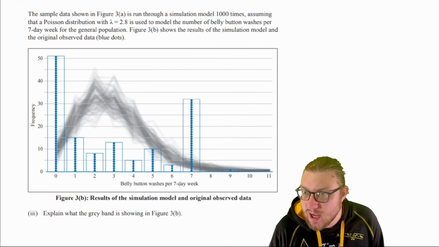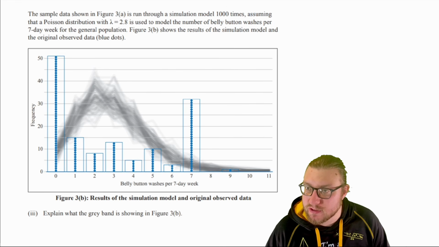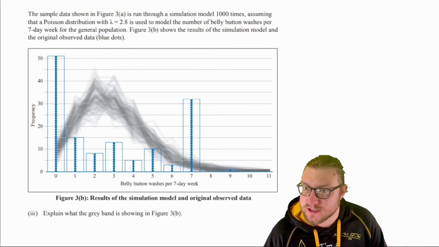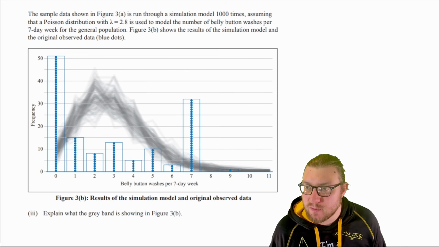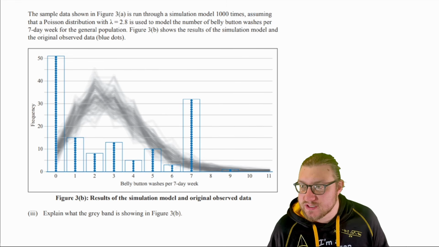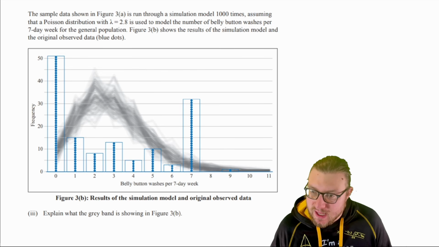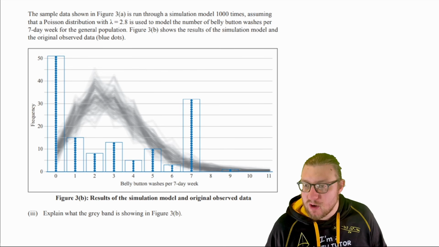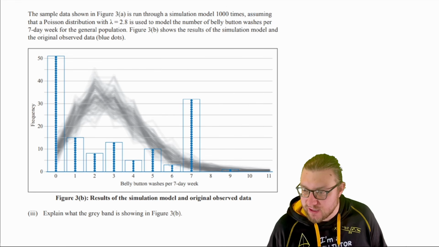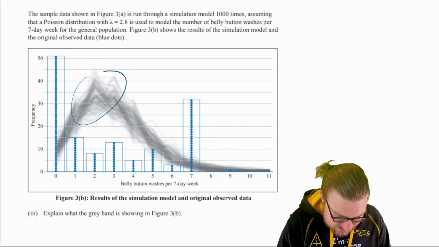1,000 times. Assuming that a Poisson distribution with lambda is 2.8 is used to model the number of belly button washes per 7-day week for the general population. Figure 3 shows the results of the simulation model and the original observed data, which is the blue dots. Yeah, so we have the same data as before. Now they want us to explain what the gray band is showing in figure 3b. So that's these parts here.